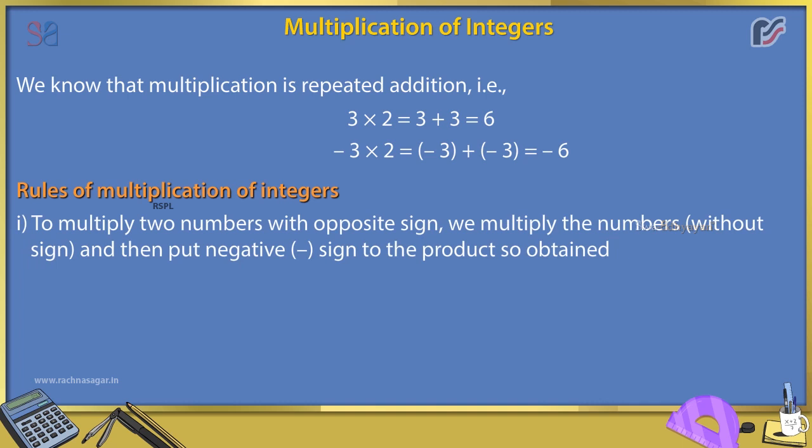1. To multiply two numbers with opposite sign, we multiply the numbers without sign and then put negative sign to the product so obtained. Example: (minus 2) into 3 is equal to minus (2 into 3) is equal to minus 6. (4) into (minus 7) is equal to minus (4 into 7), which is equal to minus 28.